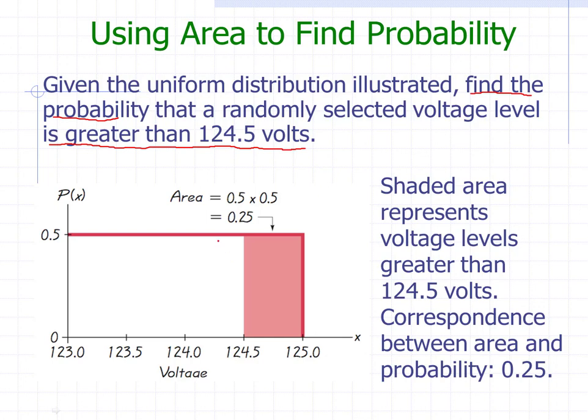124.5 volts. So that's why we're looking at this area here that's above 124.5 volts. So we can see that this difference is 0.5. We can see that the height of our rectangle is also 0.5. So 0.5 times 0.5 is 0.25. So the probability that our voltage will be greater than 124.5 volts in this scenario is going to be 0.25 or 25% of the time.